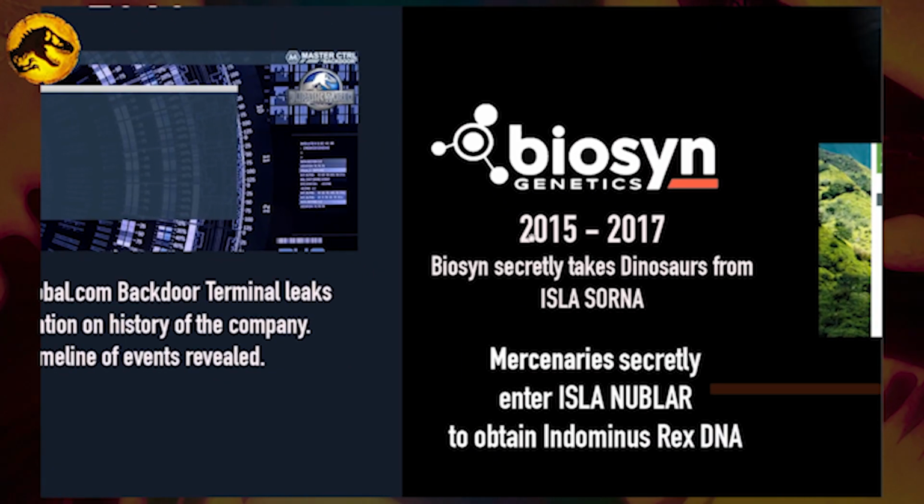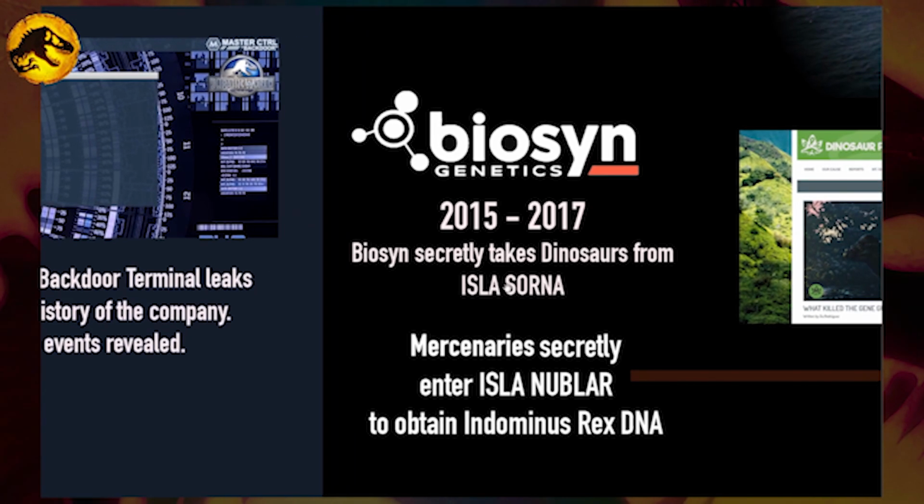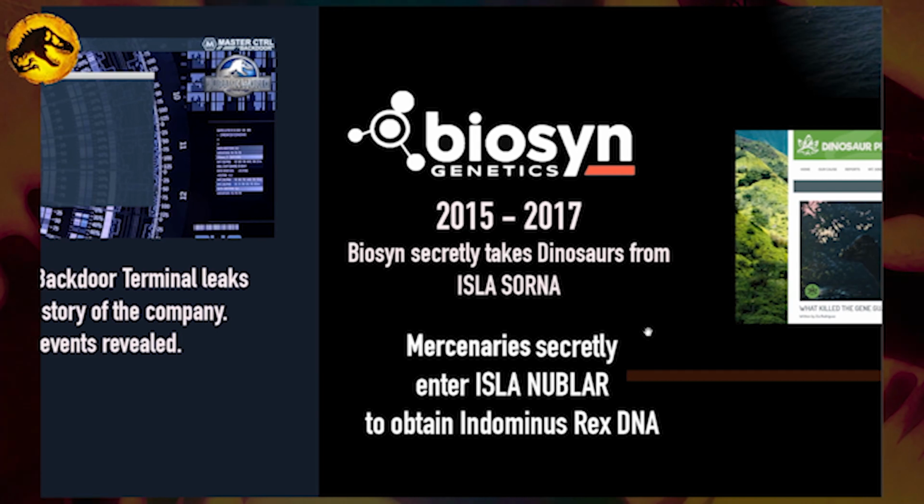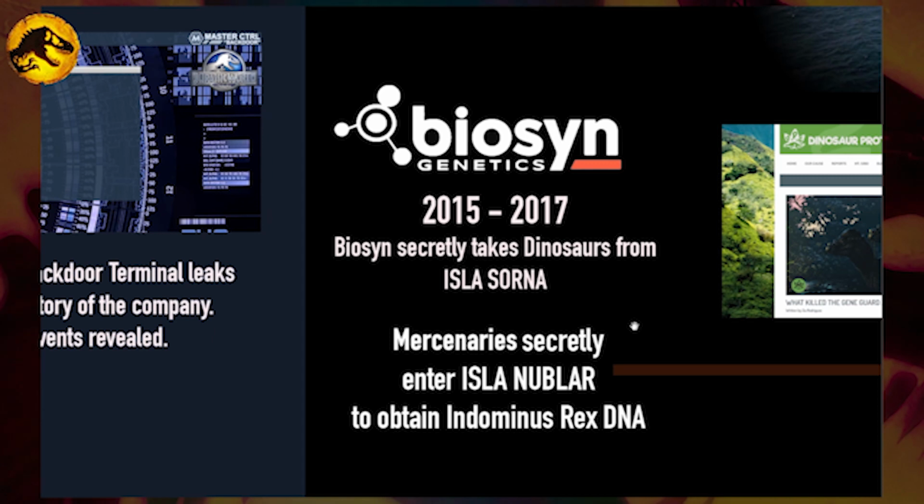Okay, so between the years 2015 and 2017, Biosyn secretly takes dinosaurs from Isla Sorna. This was revealed all over the viral marketing websites and also in Jurassic World Dominion via the character Ramsey, talking about the first generation of dinosaurs coming from Isla Sorna to Biosyn Valley. Also, somewhere around this time, probably 2016, mercenaries secretly entered Isla Nublar to obtain Indominus Rex DNA.